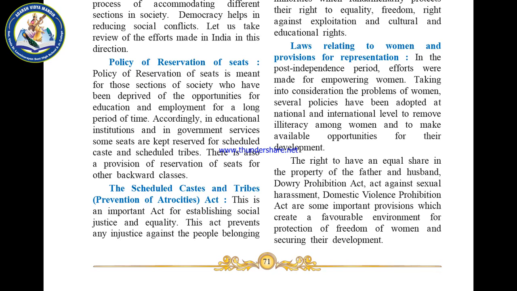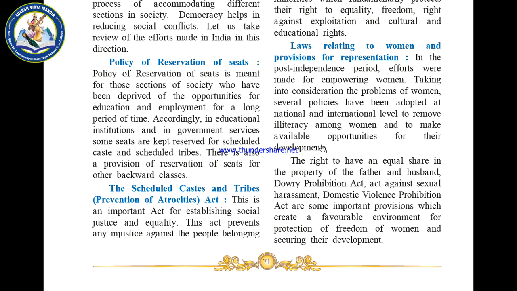Laws relating to women and provisions for representation. In the post-independence period, efforts were made for empowering women. Means after the independence, many efforts were done to make the women powerful, to increase the status of the women in India. Taking into consideration the problems of women, several policies have been adopted at national and international level to remove illiteracy among them and to make available opportunities for their development.